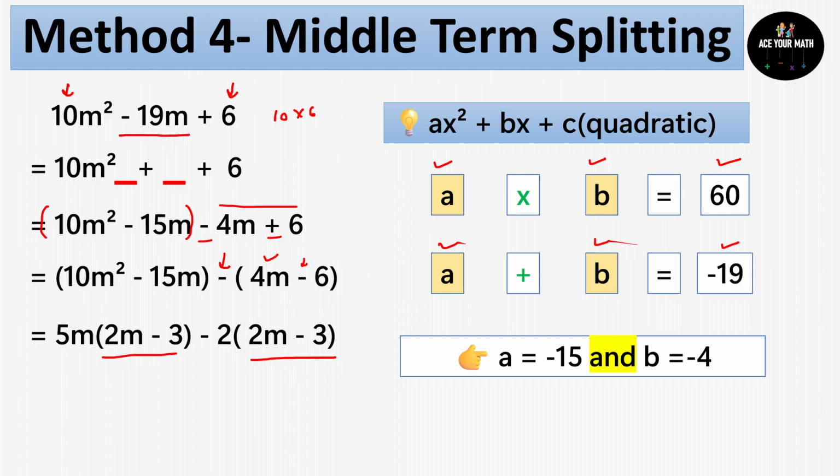So you can take it outside now. So when you take it outside, inside you will get 5m minus 2. Okay, so what are the factors of the given expression? These are 5m minus 2 and 2m minus 3.